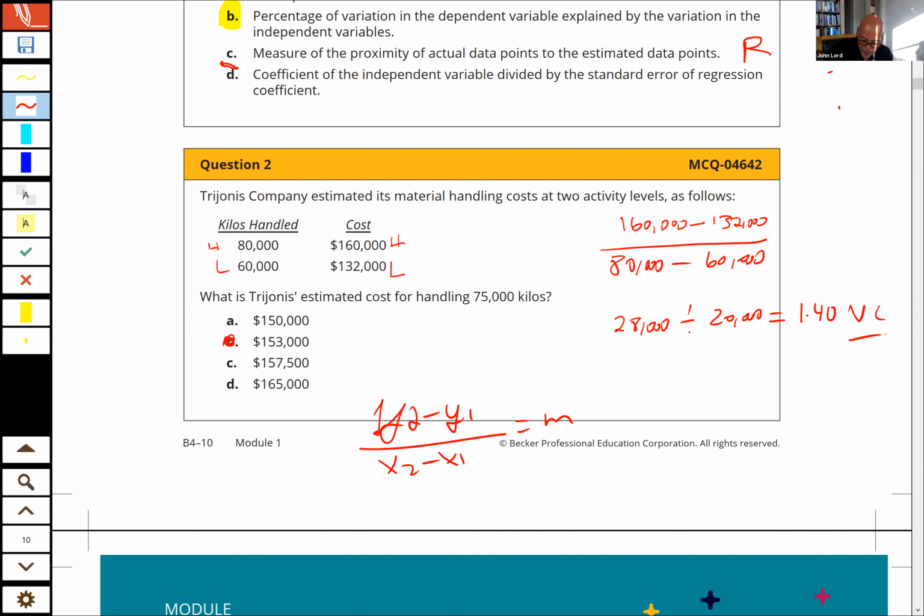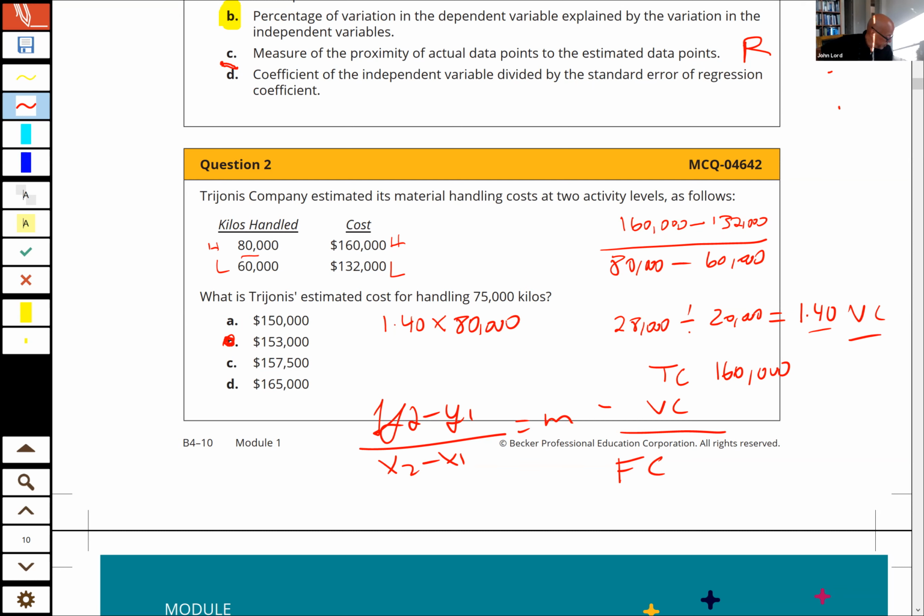Now, once I've done that, I can pick either the high or the low. Do you like to get high or do you like to be low? Okay, so what am I going to do? I'm going to take the total cost of 160, and subtract from that the variable cost, and that's going to give me my fixed cost. Since Matt told me he wanted to get high, I took the 1.40 times the high level of activity of 80,000.